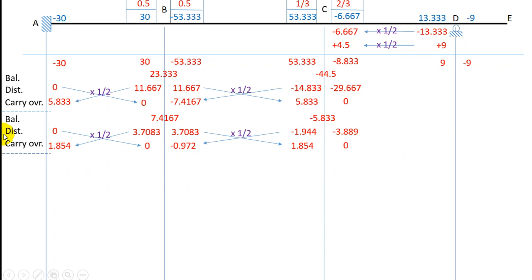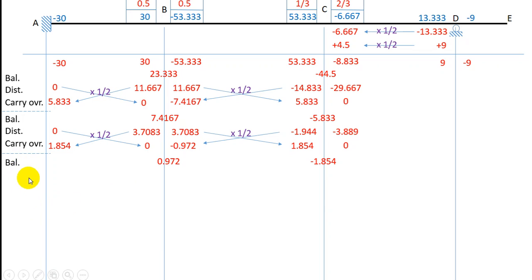So we have to continue this iteration process till we get the distribution value or carryover value as very small. Now we can see the distribution value is 3.7083, which is quite significant. It is not small. By small I mean that it has to be in the range of 0.01 or 0.04. So let us start the next iteration.